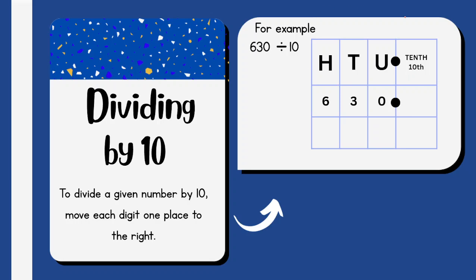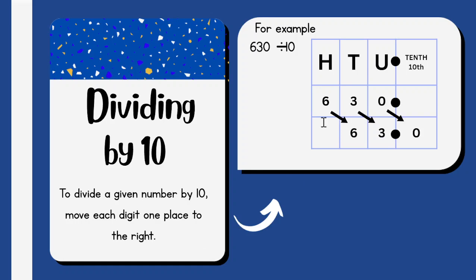For example, we have 630 divided by 10. So how do we do that? We are going to move this zero to the next place value. That's why I said that we move each digit one place to the right. So we move 0 to this place, then we also move 3 to the next place, then we move 6 to the next place.